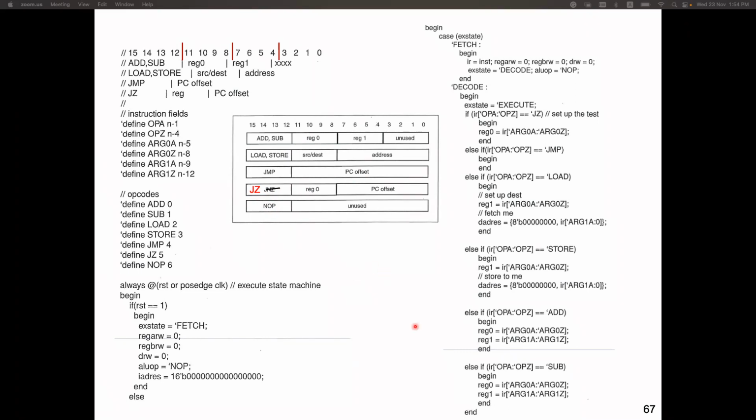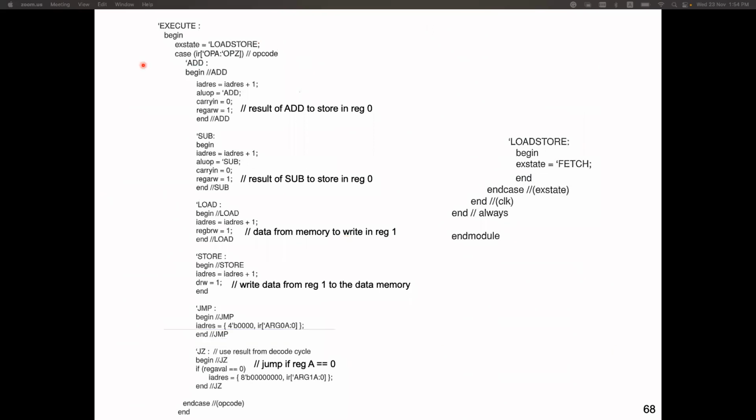Okay, so that's the decode operation. Basically, it finds the address for register 0, register 1, and sometimes the data memory address to decode it. Now, next is the SQ. In SQ, we execute the instruction. First, set the next state to be load and store, our last one.